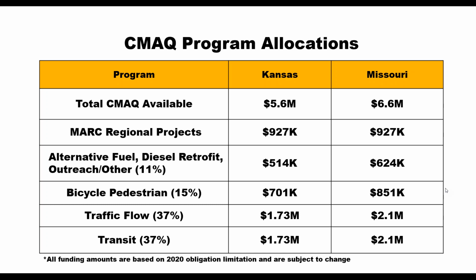So alternative fuel, diesel retrofit, outreach, and other get 11% of the funds, and you can see the applicable amounts in Kansas and Missouri. Bicycle pedestrian has 15% of the funds, and then traffic flow and transit each take 37% of the funding.